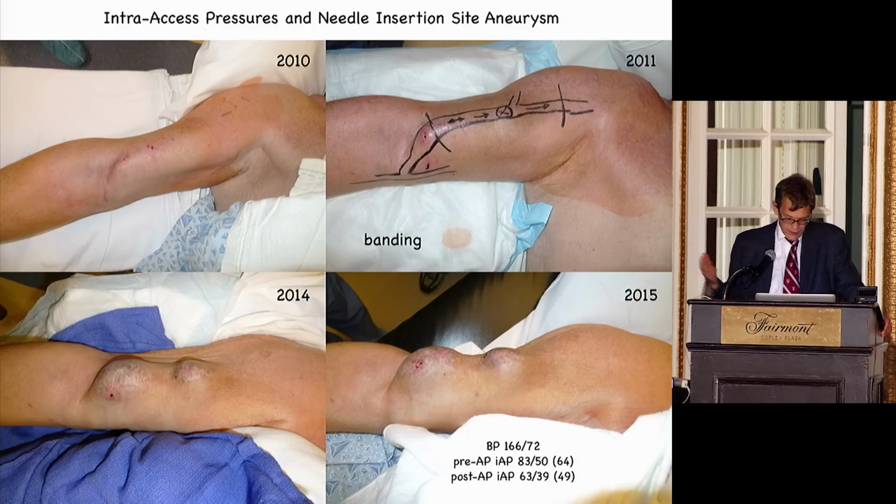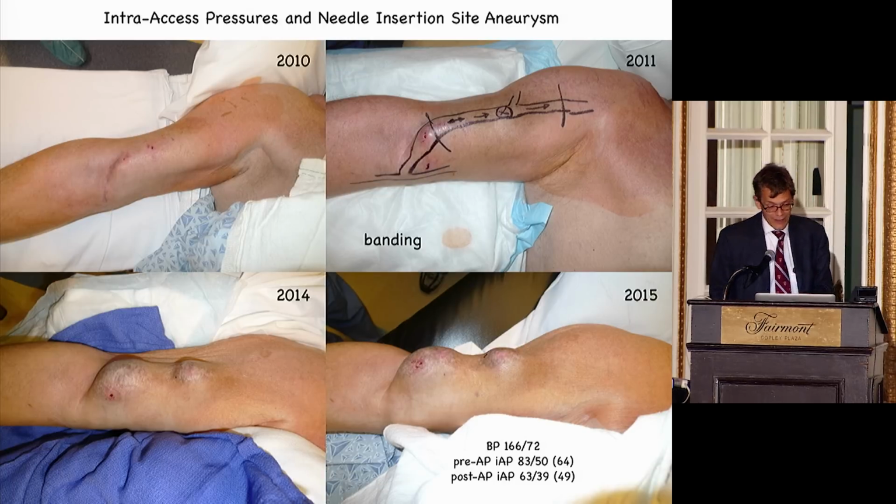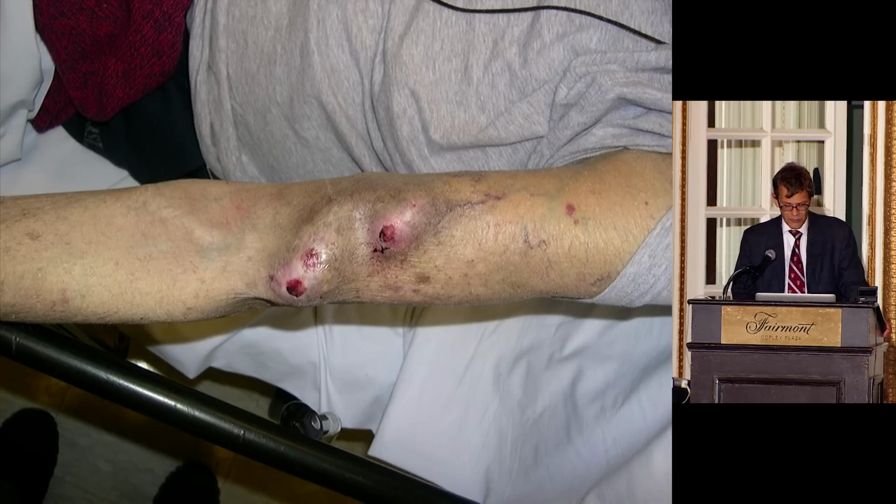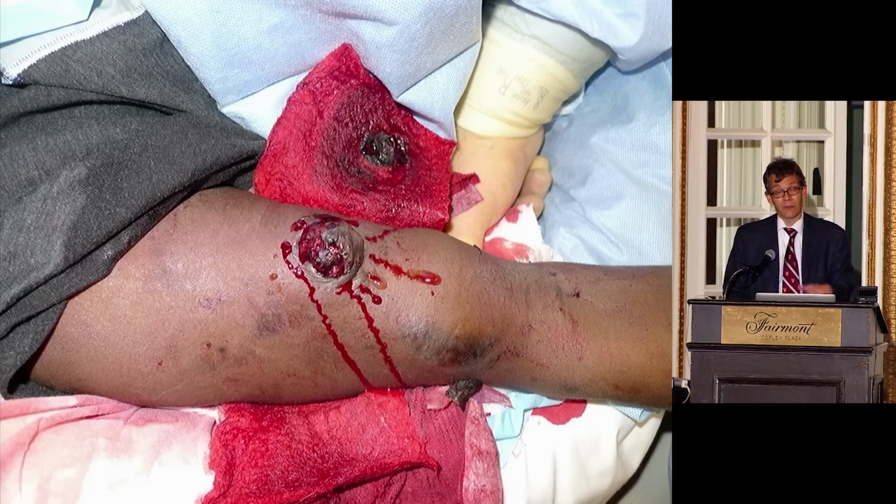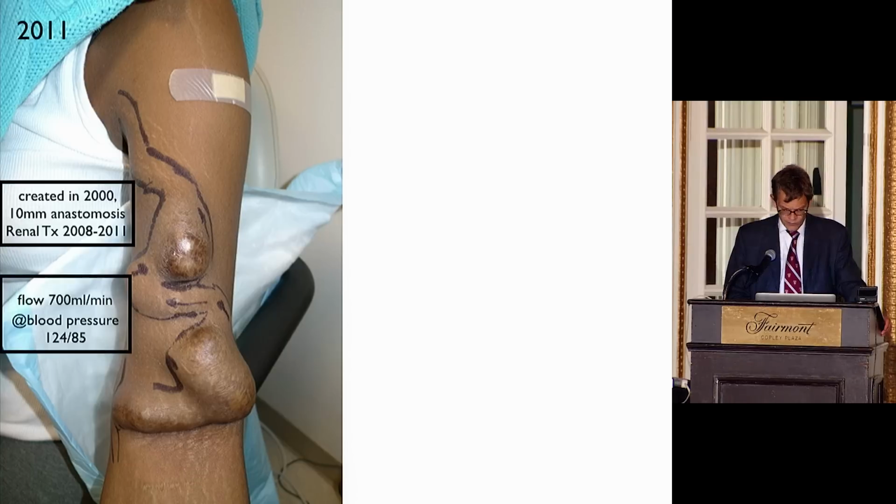He's an elderly gentleman, thin skin, and you can see the intra-access pressures that we measure there. Prior to angioplasty, the mean pressures are 64, the post pressures are 49. We like to get them to 35, and in those cases we then band and reduce the flow. If you don't take care of this, the skin will become damaged and you get scabs, and then at some point you get rupture, which can be terminal or not.